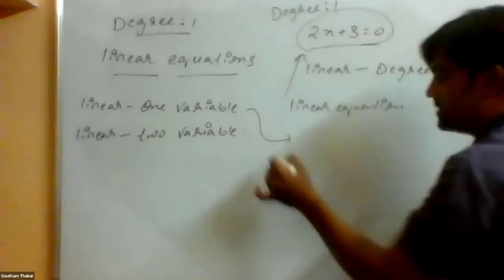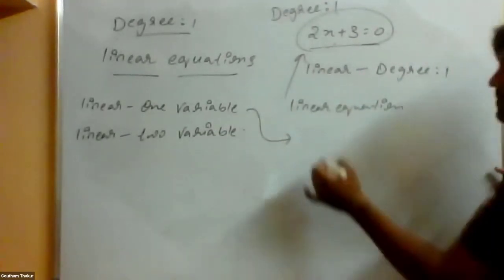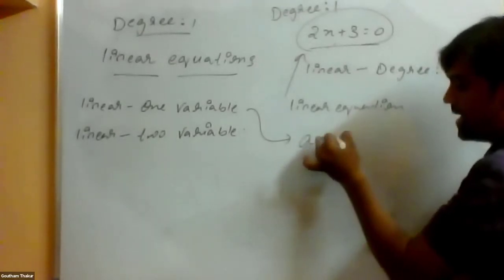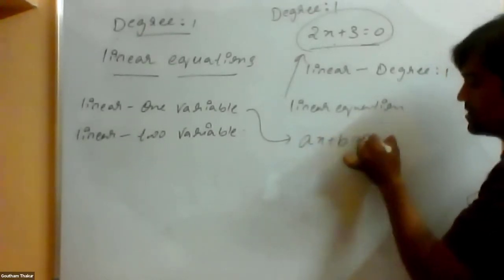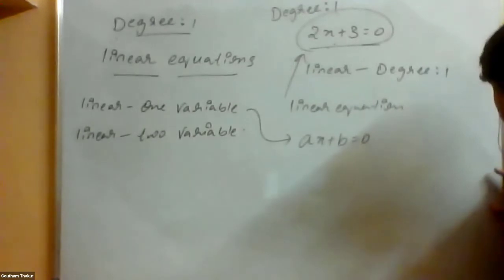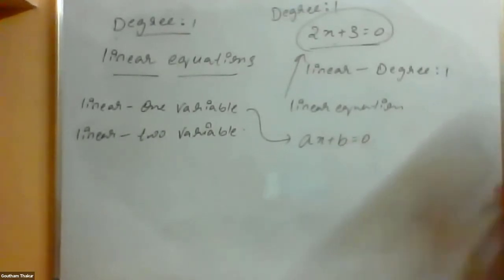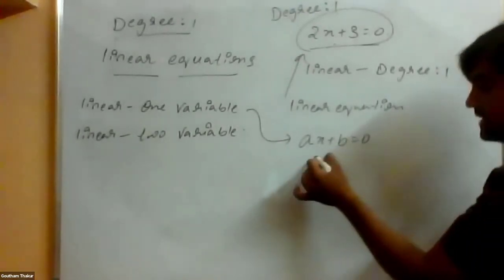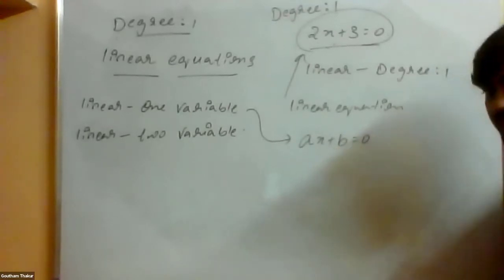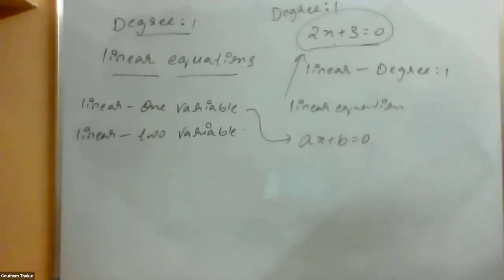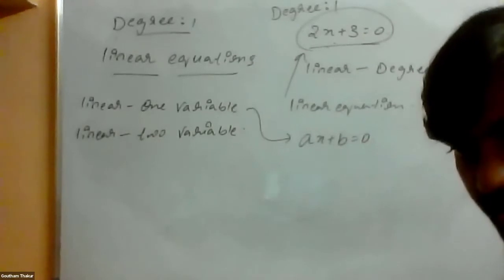In one variable, the general term is ax plus b equal to 0. That is, the degree of the terms should be in the descending order.